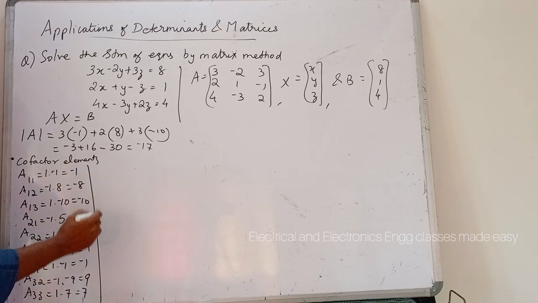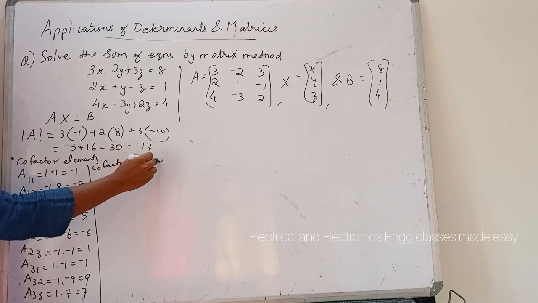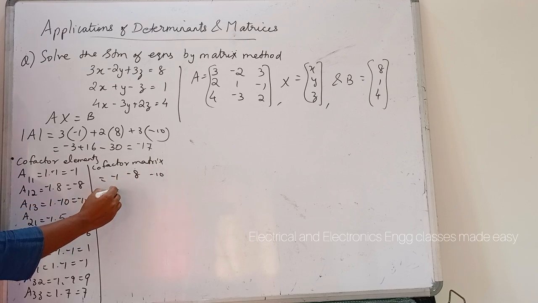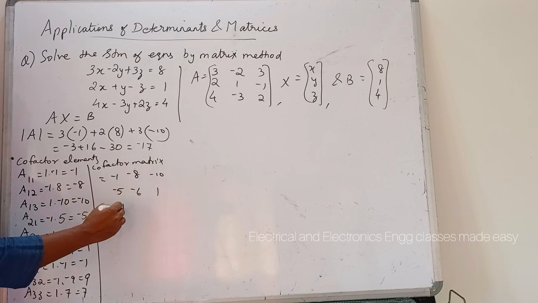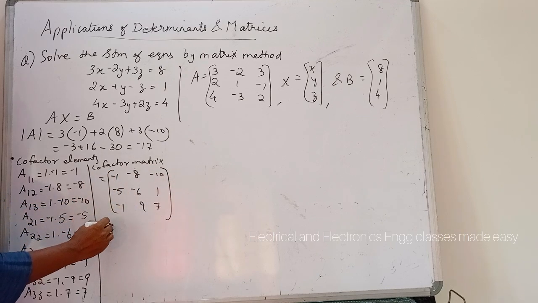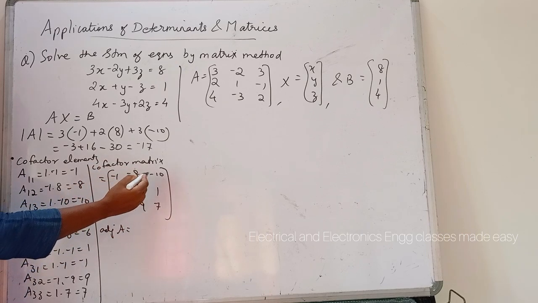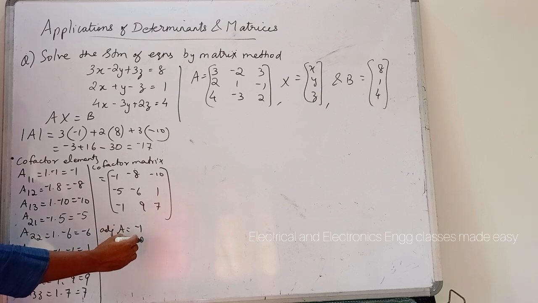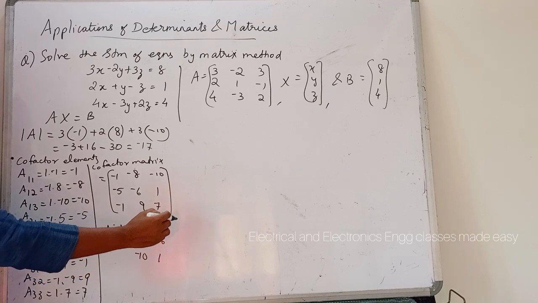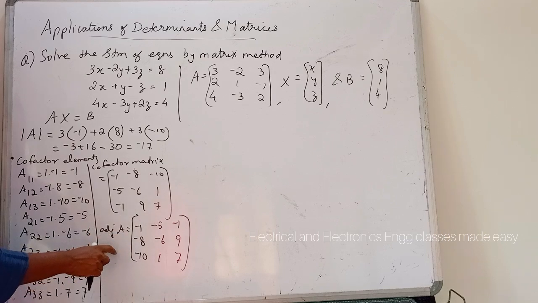So these are the cofactor elements. Now the cofactor matrix is equal to minus 1, minus 8, minus 10, then minus 5, minus 6, 1, minus 1, 9 and 7. So this is the cofactor matrix. Now adjoint of A is equal to the transpose of this matrix, that is, change the rows into columns. So minus 1, minus 8, minus 10, minus 5, minus 6, 1, then minus 1, 9 and 7. So this is adjoint of A.